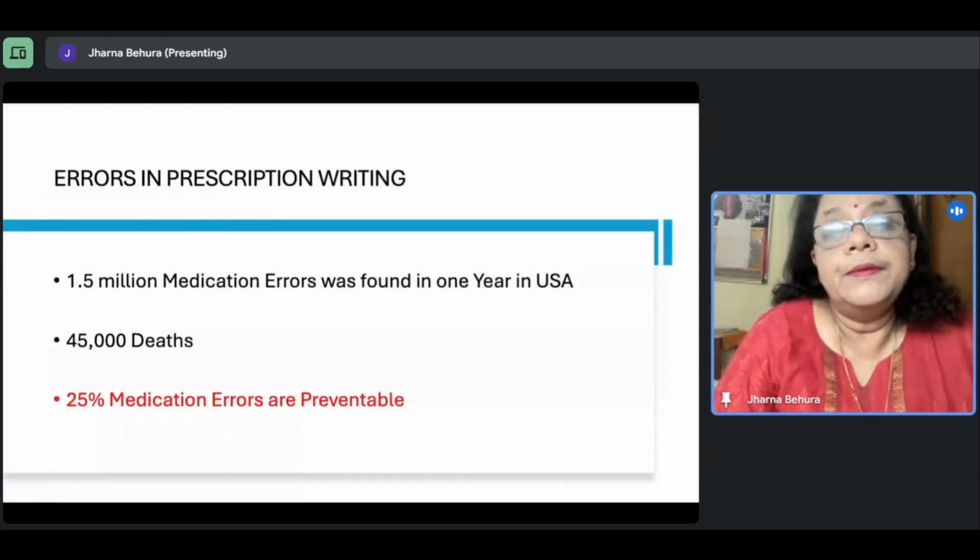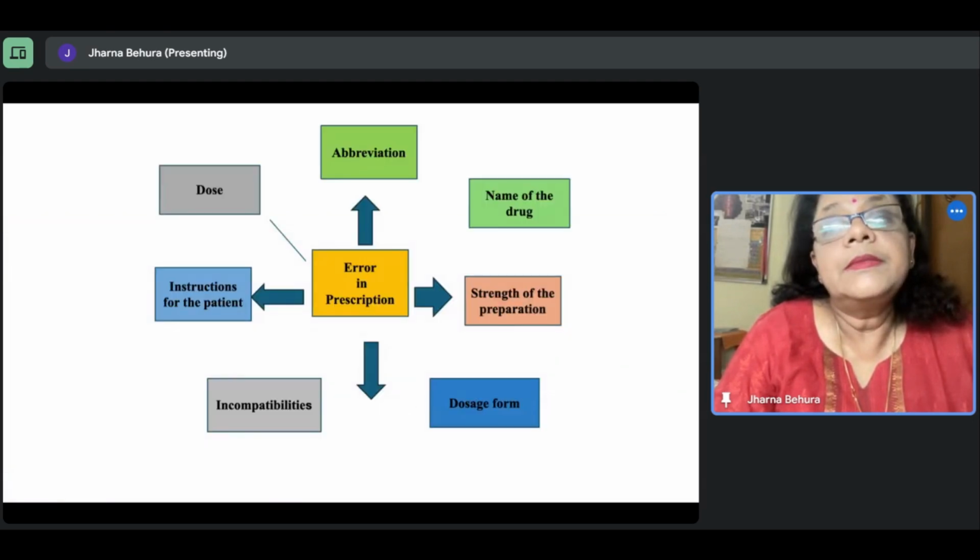Errors in prescription writing. There were 1.5 million medication errors found in 1 year in the USA. There were 45,000 deaths in 1 year due to medication errors, and 25% of medication errors are preventable. The errors in medication are mainly due to abbreviations used, the wrong name of the drug used, a wrong strength of the preparation, a wrong dosage form, incompatibilities, a wrong dose, or a wrong instruction to the patient.